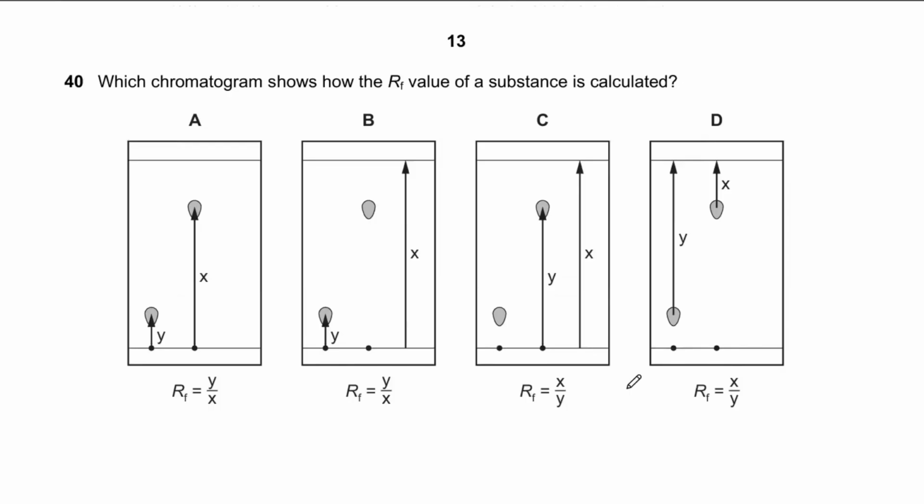Question 40. Which chromatogram shows how the RF value of a substance is calculated? So RF value is calculated as distance traveled by substance divided by distance traveled by solvent. So you need to memorize this. So the correct diagram is the one showing this ratio properly, which is option B. So RF is equal to Y, which represents distance traveled by the substance, divided by X, which represents distance traveled by the solvent. So B is the correct answer.